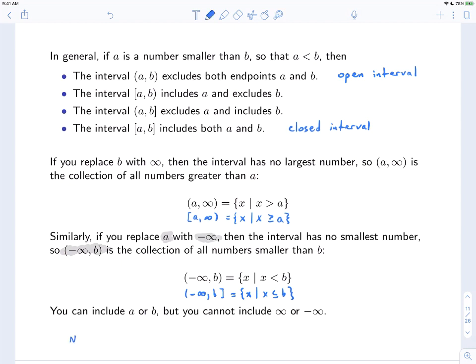So note, you can have parenthesis minus infinity to infinity parenthesis, and this is the set of all numbers. The set of all numbers, or real numbers as we call them. So this is the collection of all numbers between minus infinity and infinity, so it's everything. It's all real numbers.